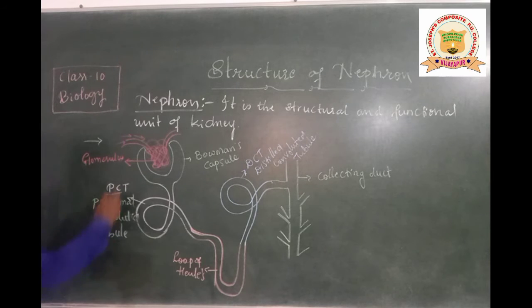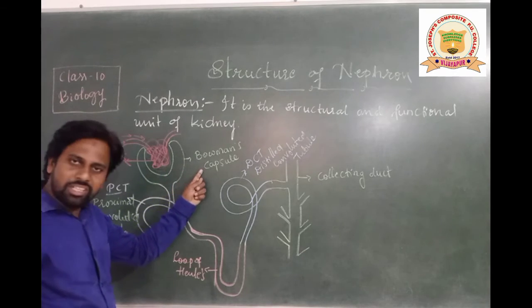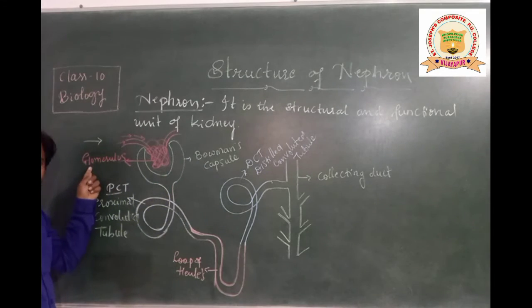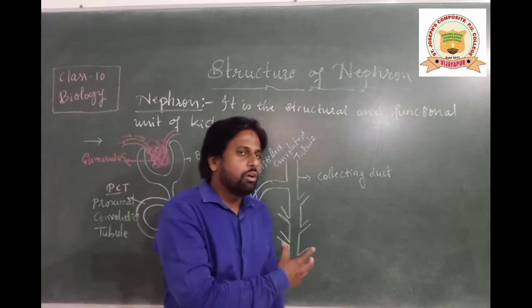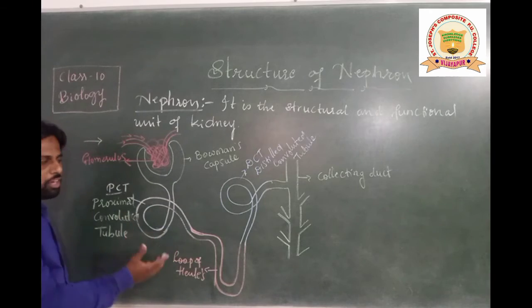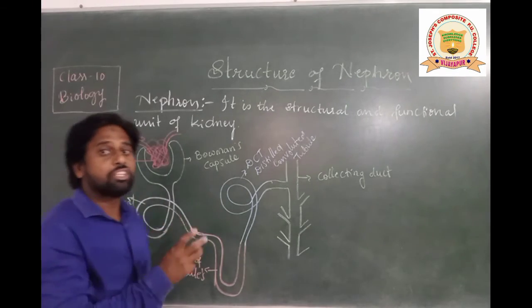Glomerulus. It is commonly called what, students, here? Glomerulus. The complex network of blood vessels in the Bowman's capsule is called what? Glomerulus. Students, as I explain the structure, I am giving the name of each structure as well as its function. We will discuss that later on. So first of all, we will understand what exactly the structure is.